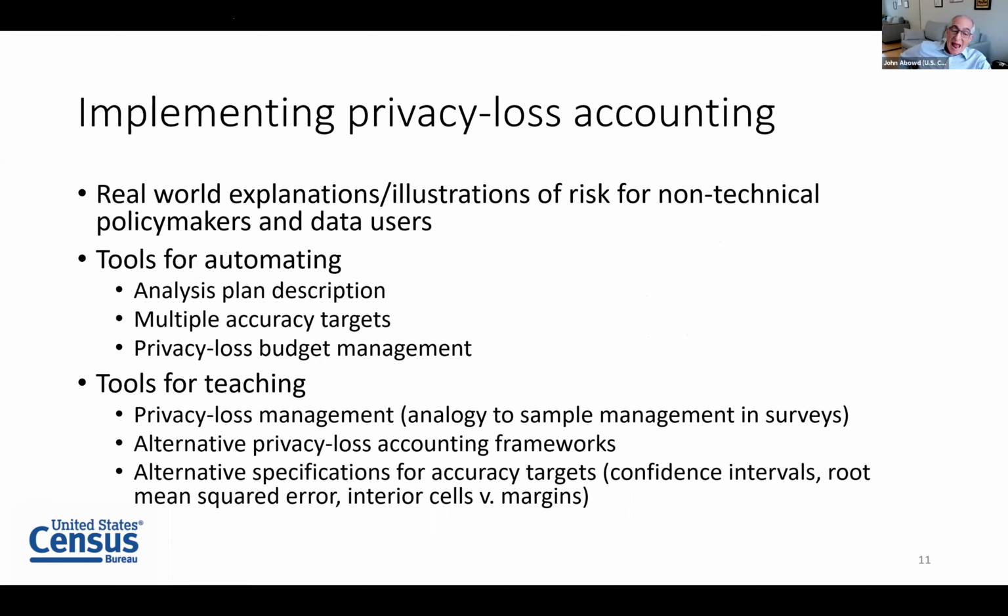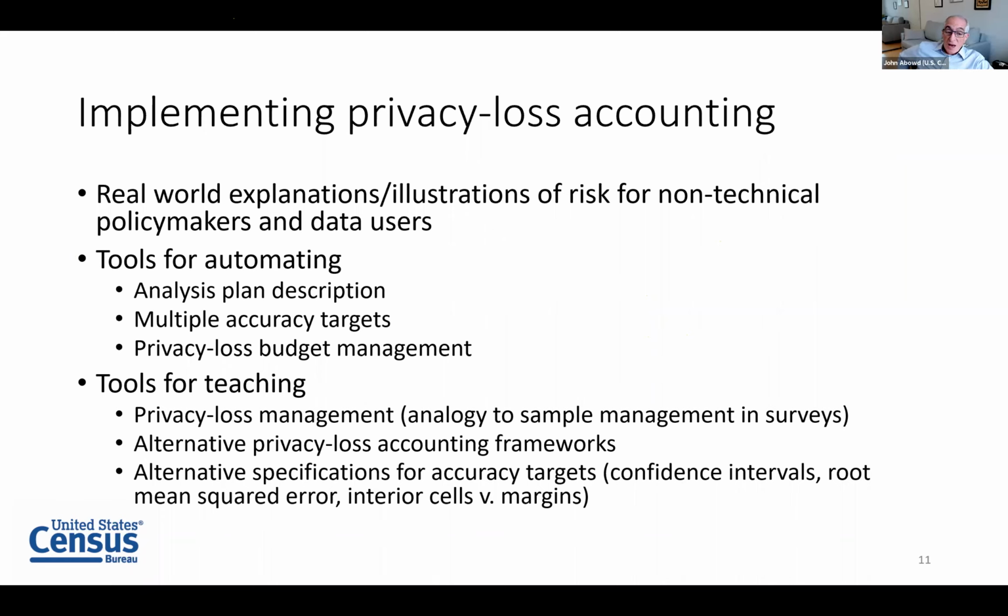And there doesn't have to be just one way to do the privacy loss accounting, right? Or one way to explain the privacy loss accounting. Just like there's a generally accepted set of financial accounting standards, but multiple ways of implementing them, there can be multiple ways of doing the privacy loss accounting and explaining it to technical and non-technical audiences.